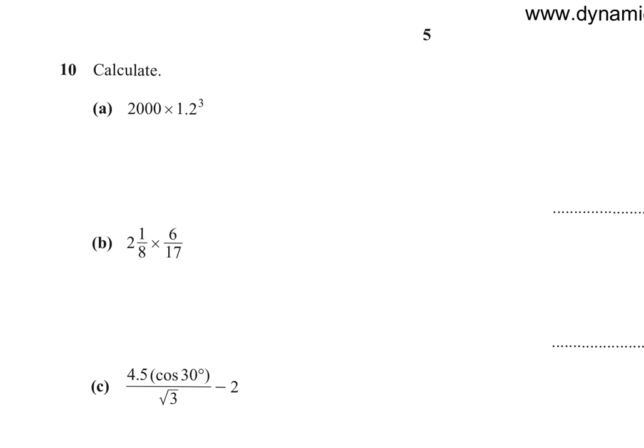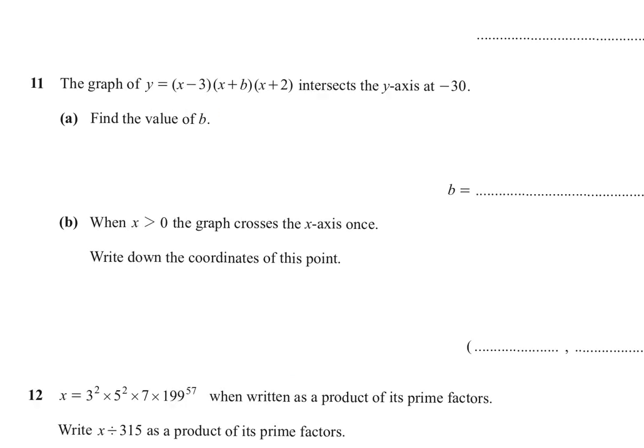Number 10, calculate. So you need to use your calculator to find the answers for A, B, and C. The answer for A is 3,456. The answer for B is 3/4. The answer for C is 0.25.